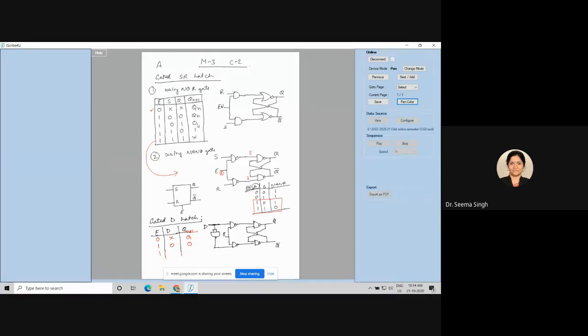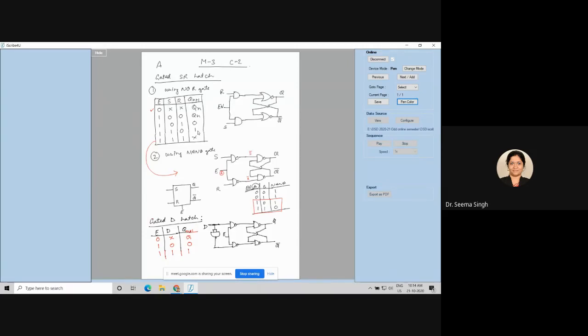Now, let us see next. What can be the other possibility? Enable is 1 and D is 1. Now, which case will come? Which row will come? Fourth, ma'am. Now, fourth row will come. Because S is 1, D is 1, R becomes 0. So, this is fourth row and output becomes 1. So, this is your gated D latch.